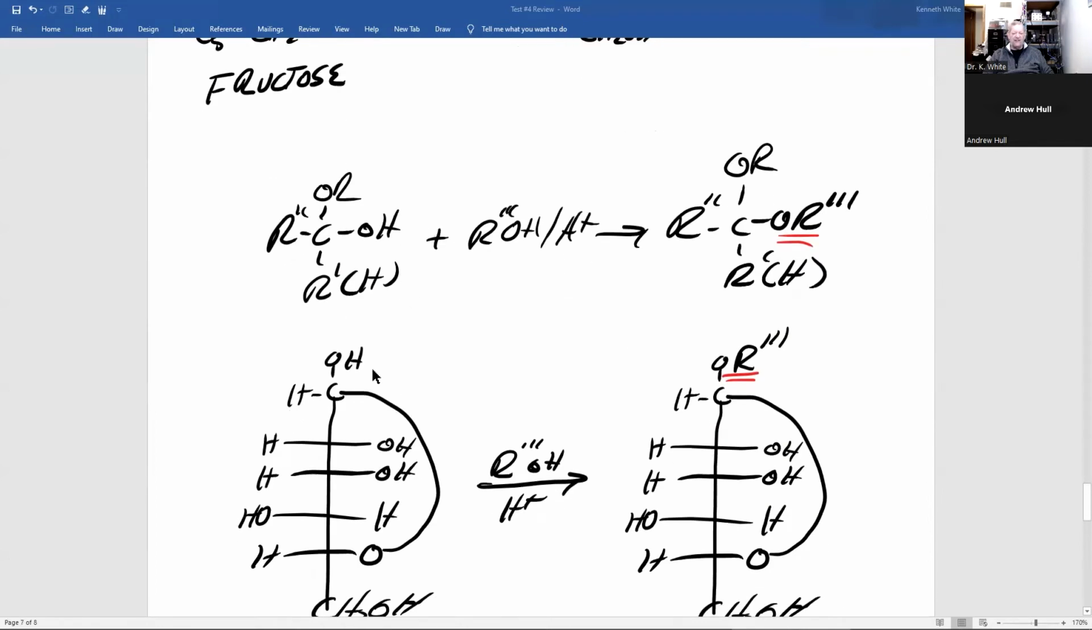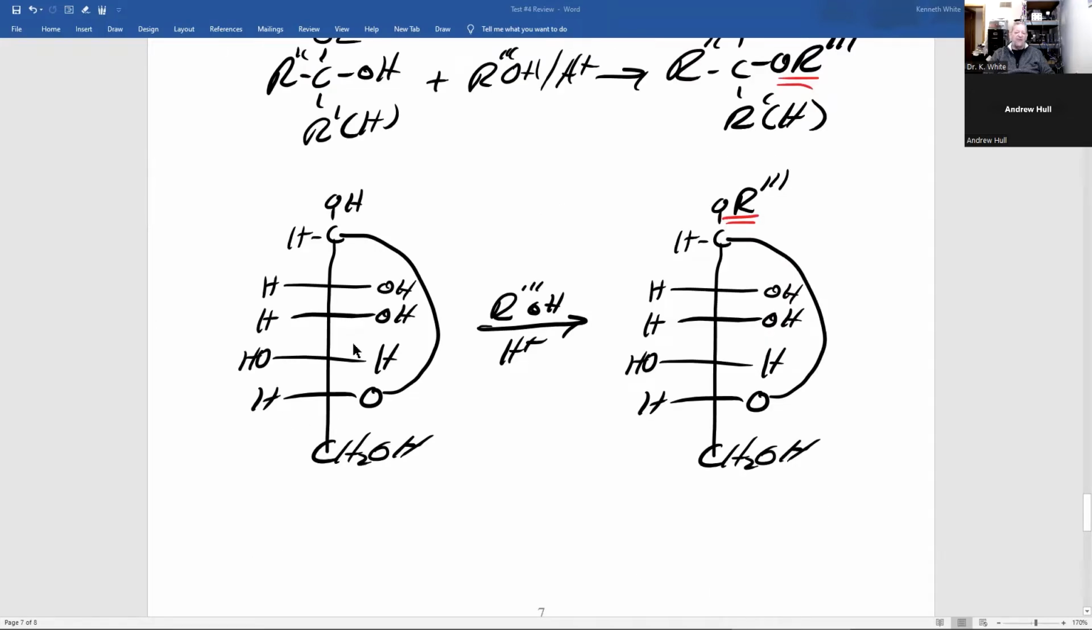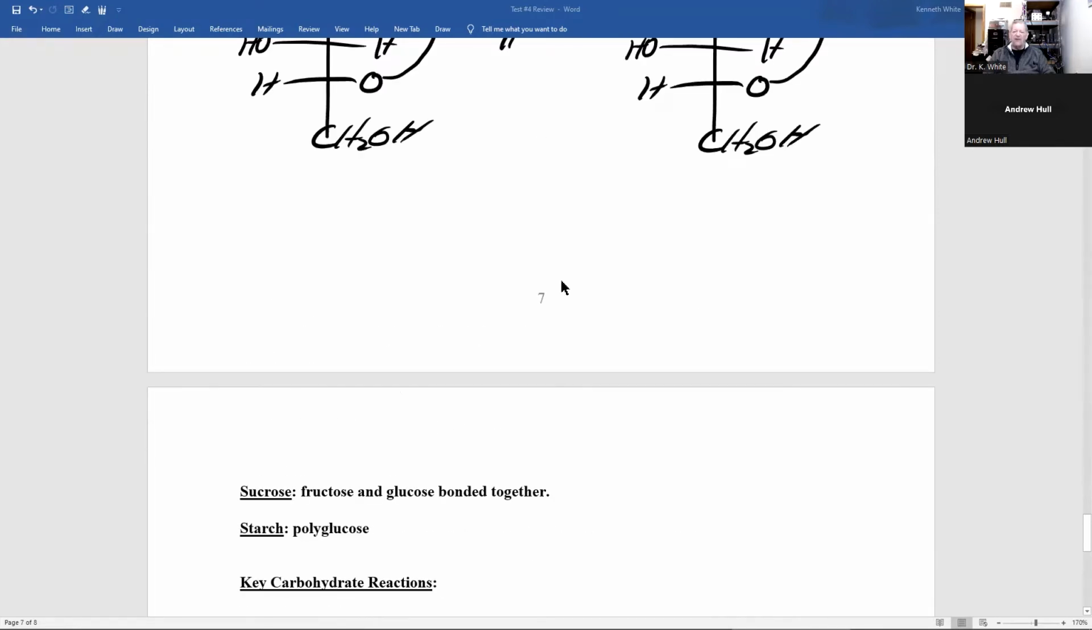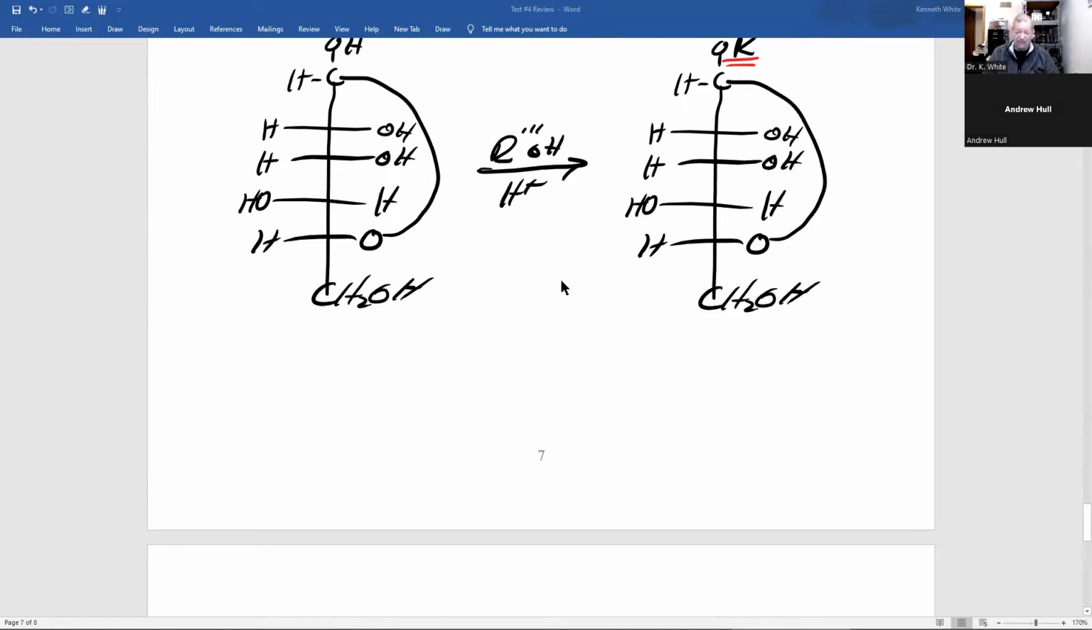Now, important reaction, which is a slight change from what I taught you for test number 2. You take this hemiacetal or hemiketal, react it with an alcohol and acid, and you'll get this acetal or ketal. So if you start out with the hemiacetal of fructose reacted with an alcohol and acid catalyst, you'll get this acetal. OH is replaced with OR triple prime. What's the reason this is important? Because that's how Mother Nature makes complex carbohydrates, like starches.